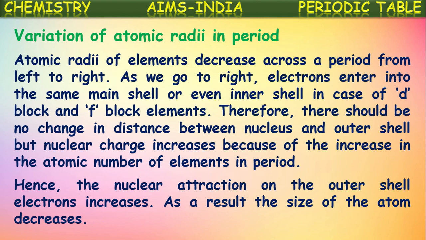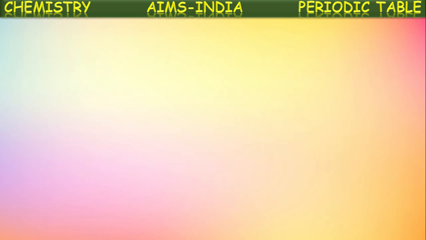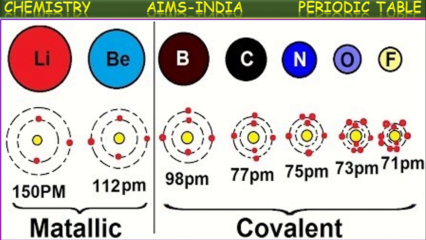Did you understand the reason why the atomic size decreases in a period? Because as we move from left to right in a period, the nuclear charge increases from element to element. At the same time, the number of electrons in the outer shell also increases. As these two are increasing, the attraction between the nucleus and the outer electrons also increases. What happens? With attraction increasing, they come close to the nucleus. Hence, size decreases. So we can summarize that atomic size decreases in a period from left to right.